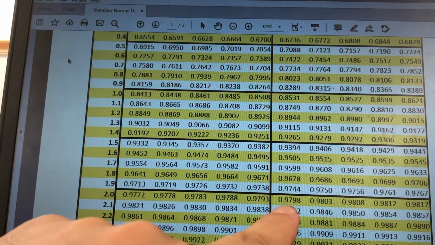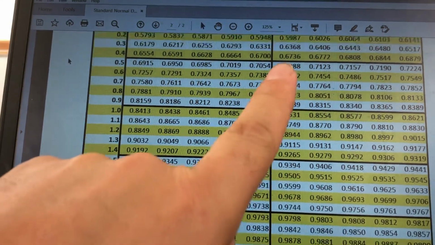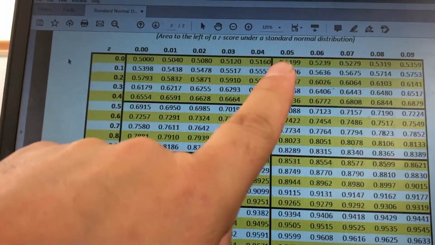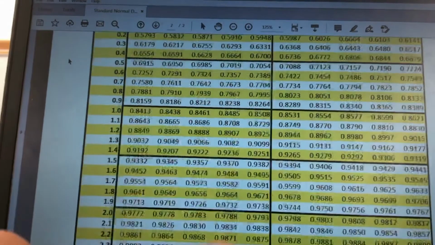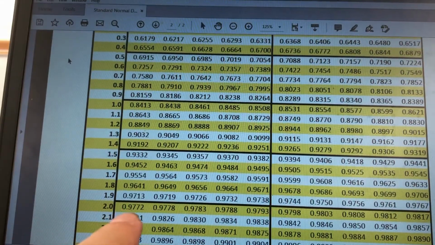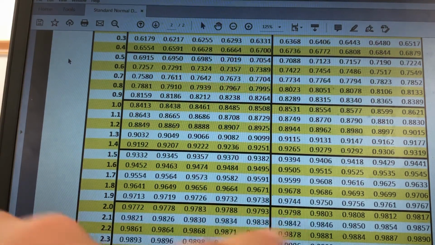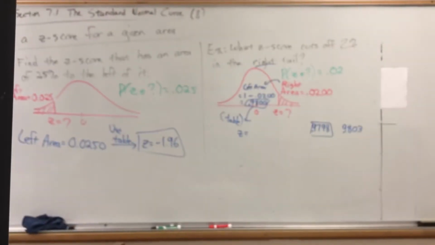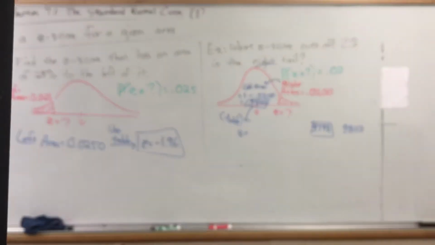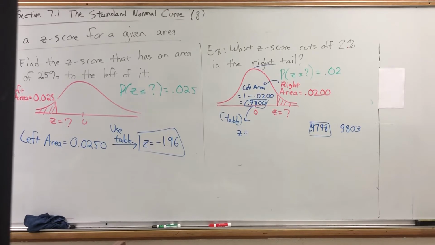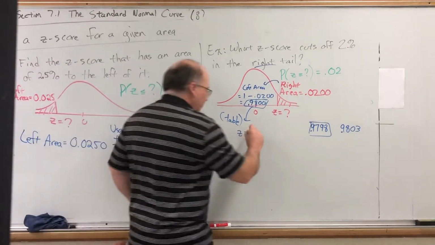So we're in the 2.0 row, and we are in the 5 column. We could have also counted it from the left by counting starting with 0, 2.0, 0, 1, 2, 3, 4, and 5. So however you slice it, it's 2.05.